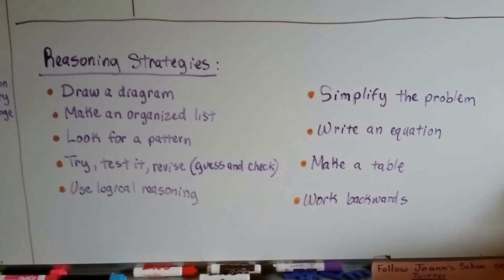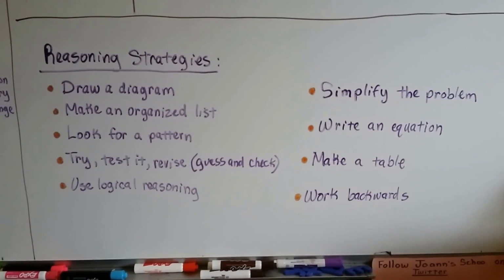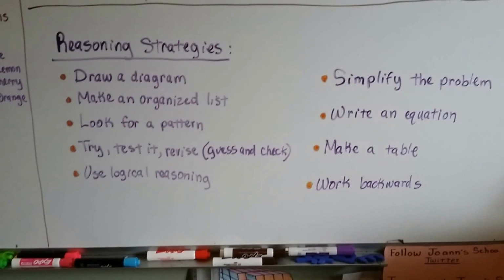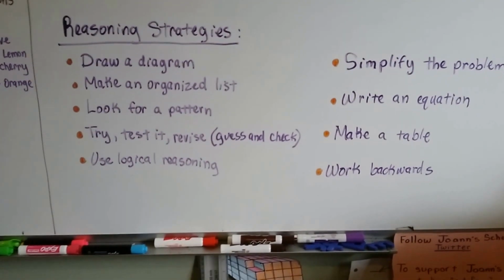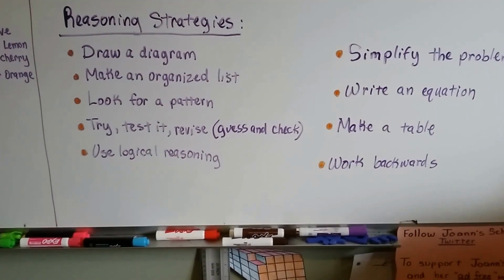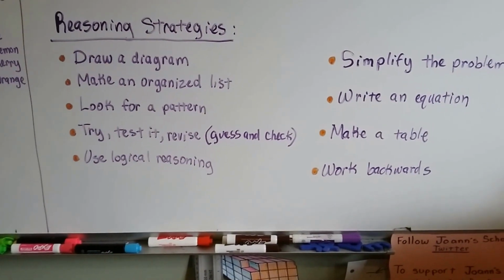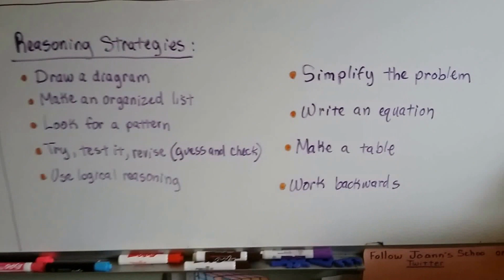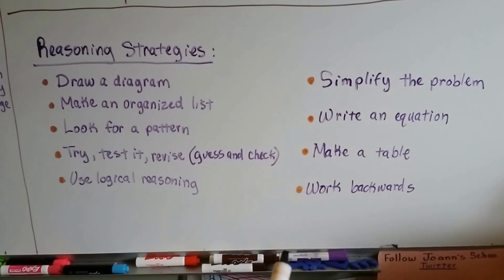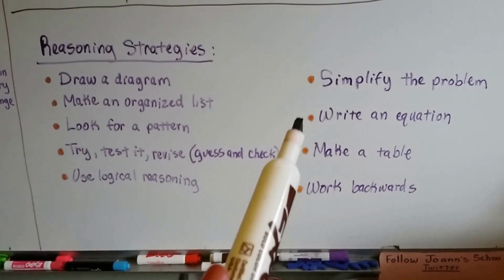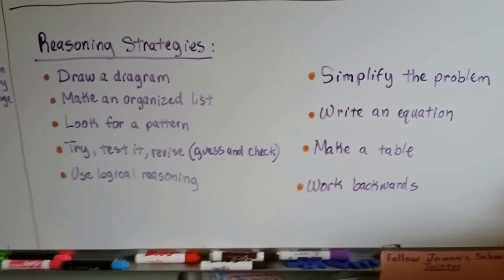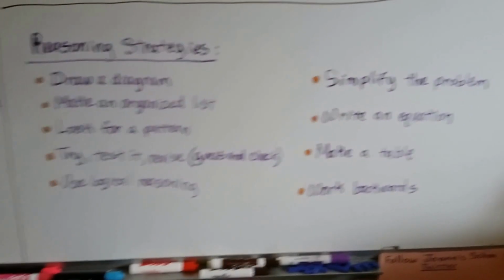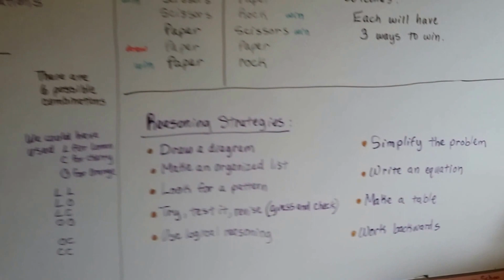So reasoning strategies can be used for word problems or equations, and even if an equation is confusing, you can still draw a diagram to help you figure it out. So we can draw a diagram, make an organized list, we can look for a pattern, we can try, test it, and revise it. That's the same thing as guess and check. We can use logical reasoning. We can also simplify the problem, try solving it in an easier way or an easier version of it. We can write an equation, we can make a table, or even work backwards. And any of these can help us with word problems and equations, okay?